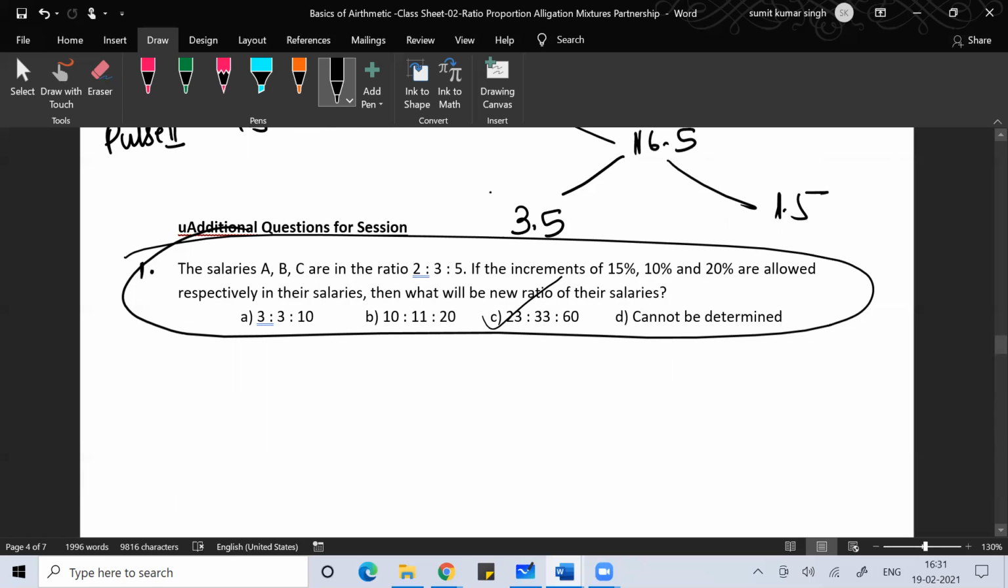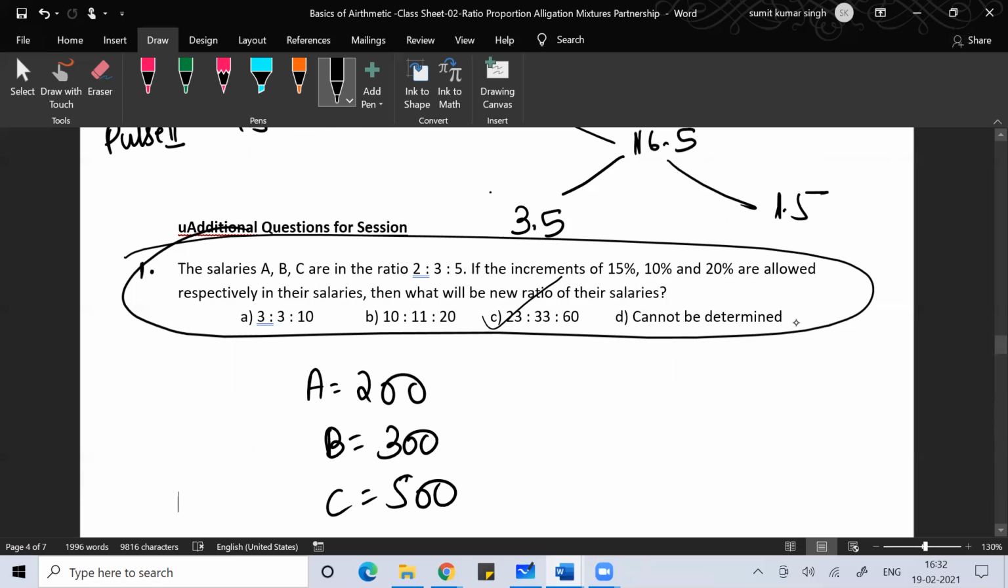Now you see this question number 1. Very easy. The salary of A, B, C are in ratio 2 is to 3 is to 5. So I can take the salary of A as 2x, salary of B as 3x, the salary of C as 5x. Or if I want, I can take, let the salary of A is 200, salary of B is 300, let the salary of C is 500. Anyhow, I can take. It's not a big thing.